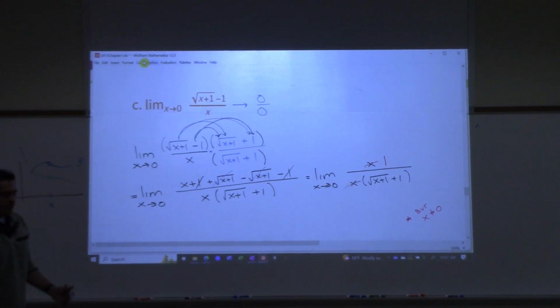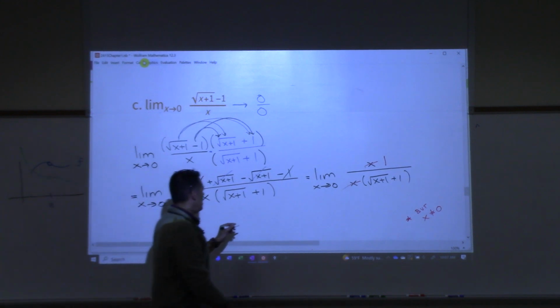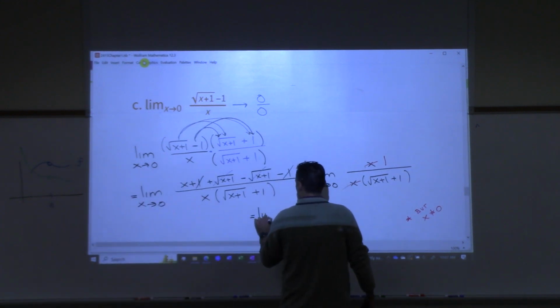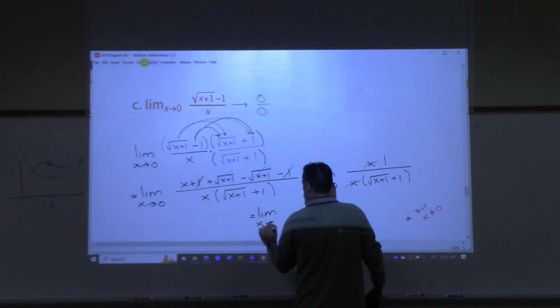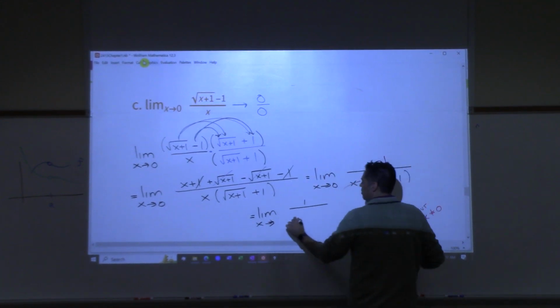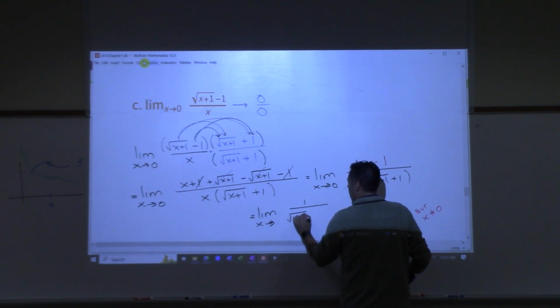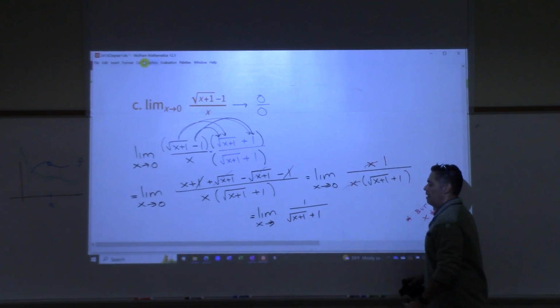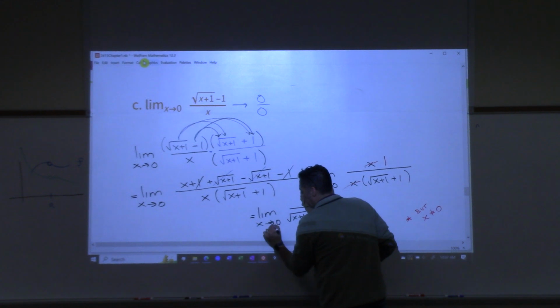All right? I'm going to write one more line. Limit. I still have a limit. I have not let x go to 0 yet. I have 1 on the top. These x's cancel, so the only thing left on the bottom is square root of x plus 1 plus 1. Forgot to put 0 here. There you go.